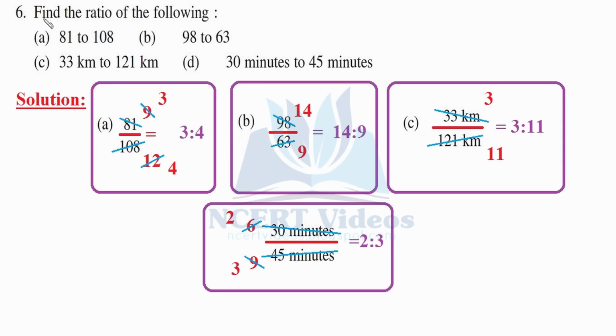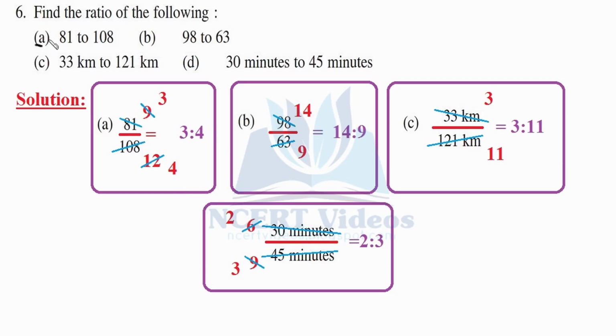Question 6. Find the ratio of the following. Again, the same thing. A part: 81 to 108. We have to make them in simplest form. So we have written it. Now we will cut it. So 9 9s are 81 and 12 9s are 108. Further, it is reducible, as you can see, by 3. So 3 3s are 9 and 4 3s are 12. Now it is not reducible because we have attained the simplest form.